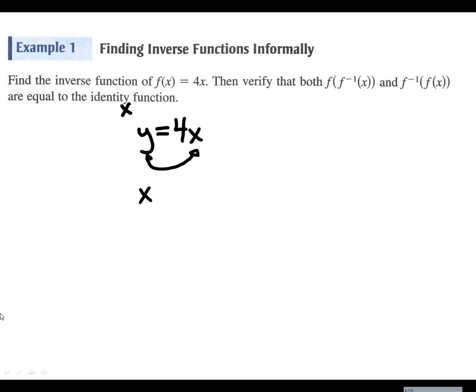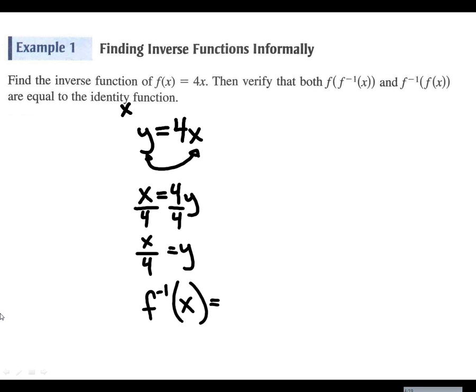So now our problem is x equals 4y, and our job is to get y by itself. To do that, we're going to divide by 4. y is going to equal x over 4. So we're going to say that the inverse function of x is x over 4. Let's go ahead and see if that is indeed equal to the identity function. f of the inverse means that we're doing f of x over 4.